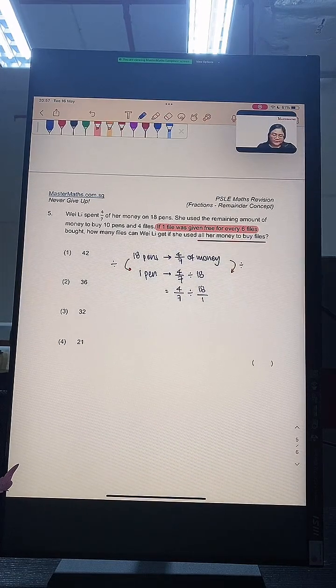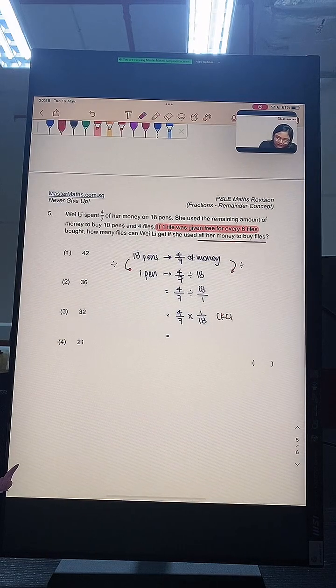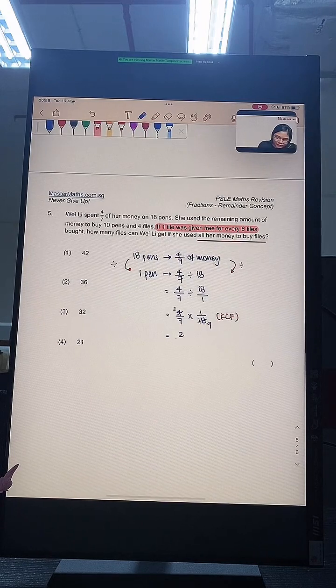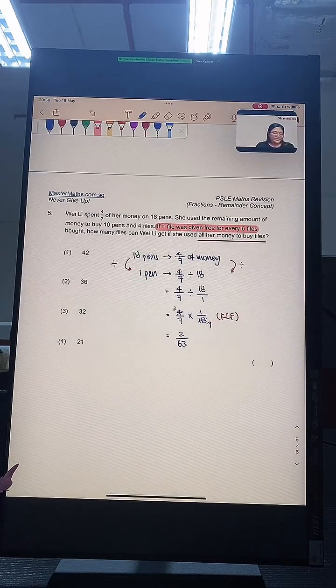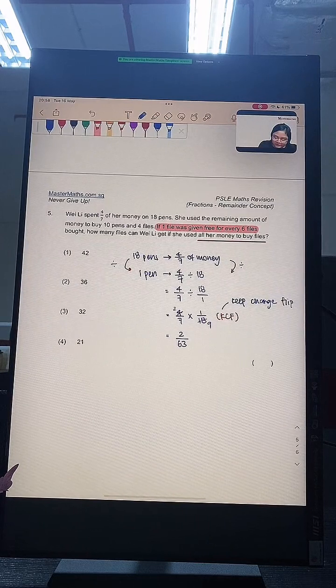Then step 2, KCF: we keep the first guy, change the sign, flip the second guy, just like what we went through in question 1. Then we can do cross cancellation. 4 divided by 2 is 2, 18 divided by 2 is 9. We will get 2 out of 9 times 7, which is 63. KCF is keep, change, flip: keep the first fraction, change the sign to multiply, flip the second fraction.